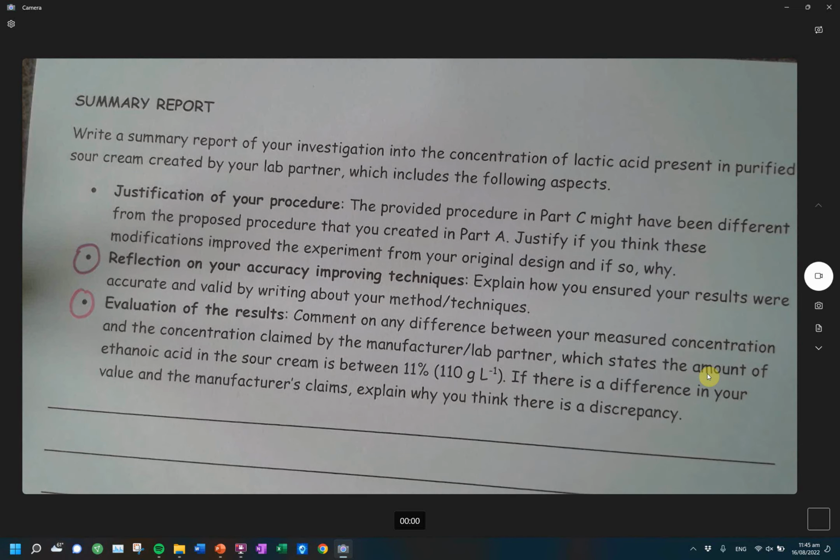So I can say, this is what I selected for my part A. This is what was given to me in my part C. This is why the part C one's better, or this is why my part A is still valid. So keep that in mind.